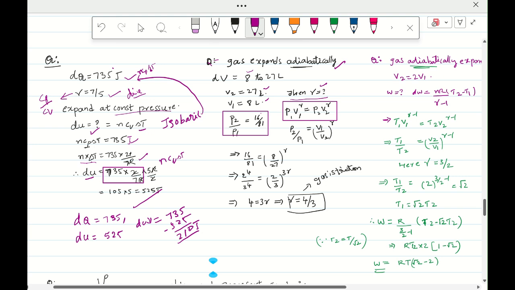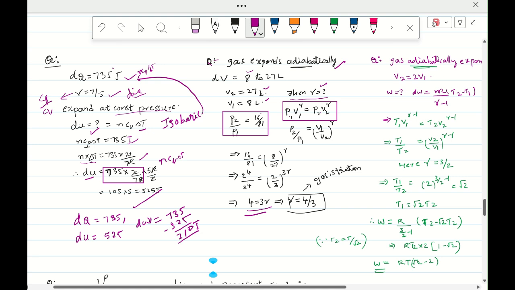So the ultimate formula is this one. We know that P2 by P1 is equal to (V1 by V2) whole power gamma. Now P2 by P1 is given, and we substitute V1 by V2. Both sides convert to 2 by 3, 2 by 3. So gamma is equal to 4 by 3. This is a very easy formula.